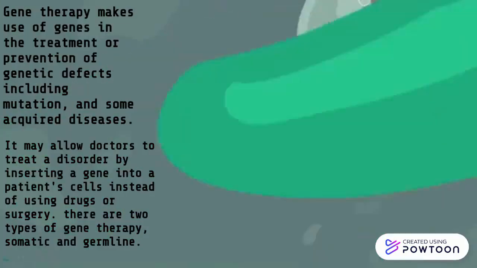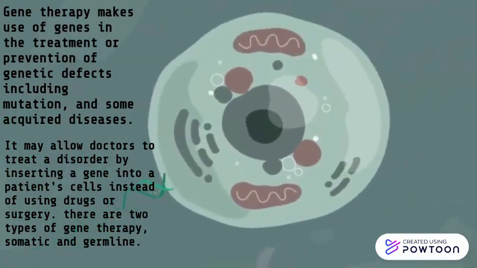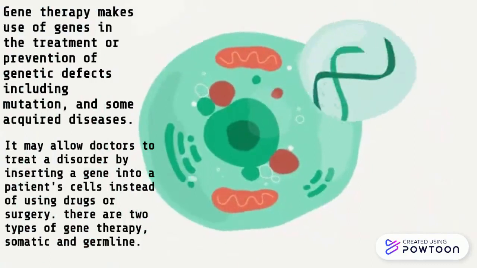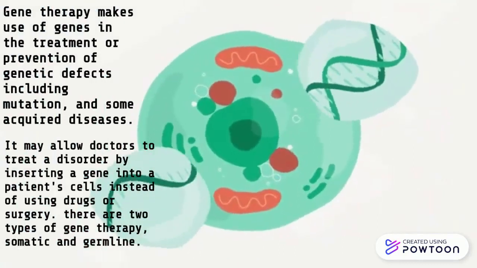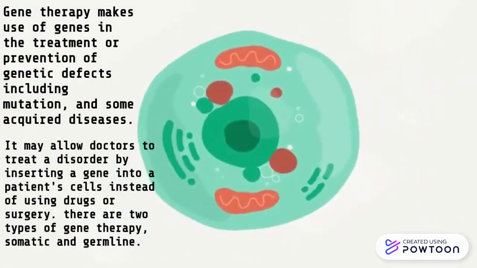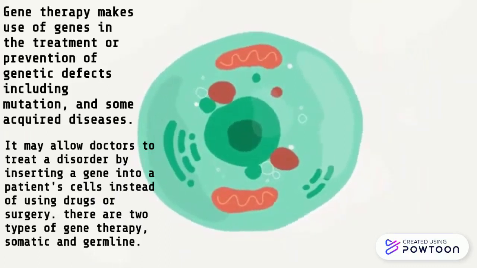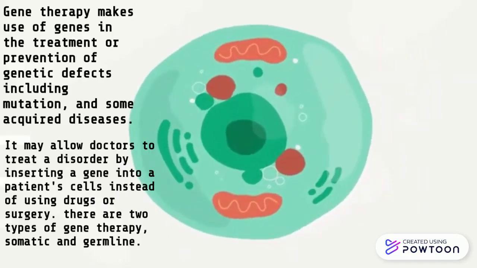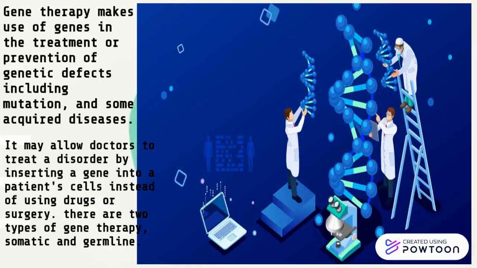Gene therapy makes use of genes in the treatment or prevention of genetic defects including mutation, and some acquired diseases. It may allow doctors to treat a disorder by inserting a gene into a patient's cells instead of using drugs or surgery. There are two types of gene therapy, somatic and germline.